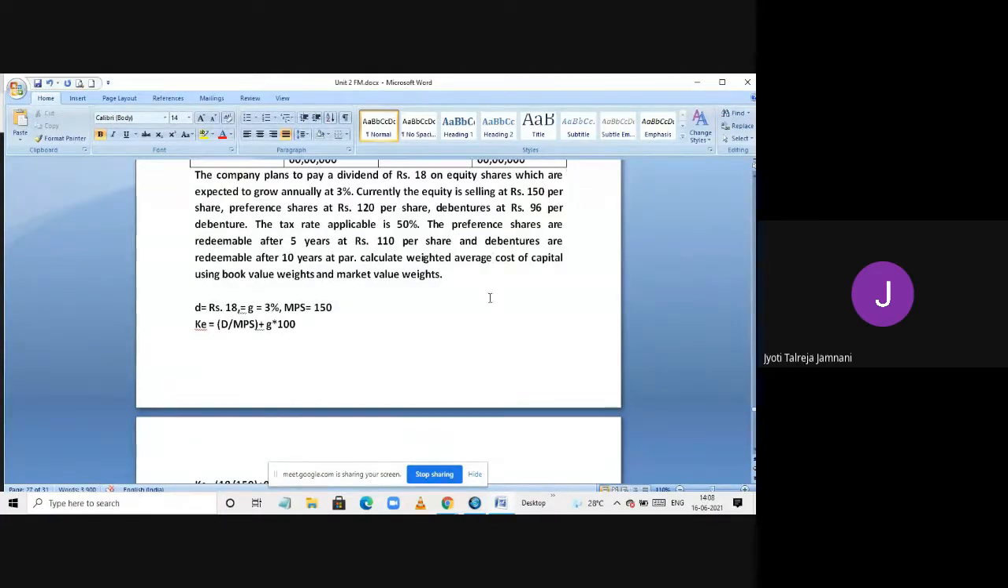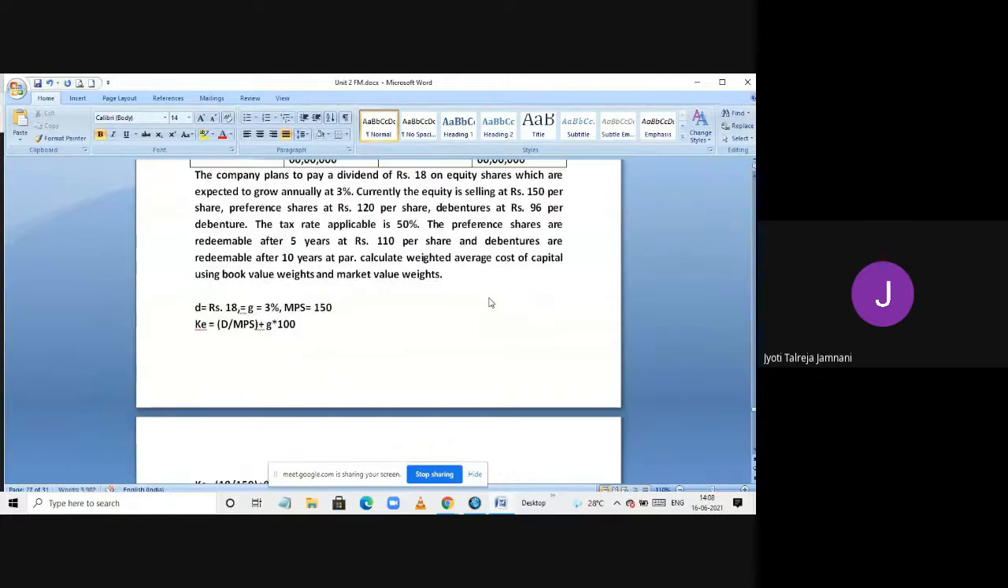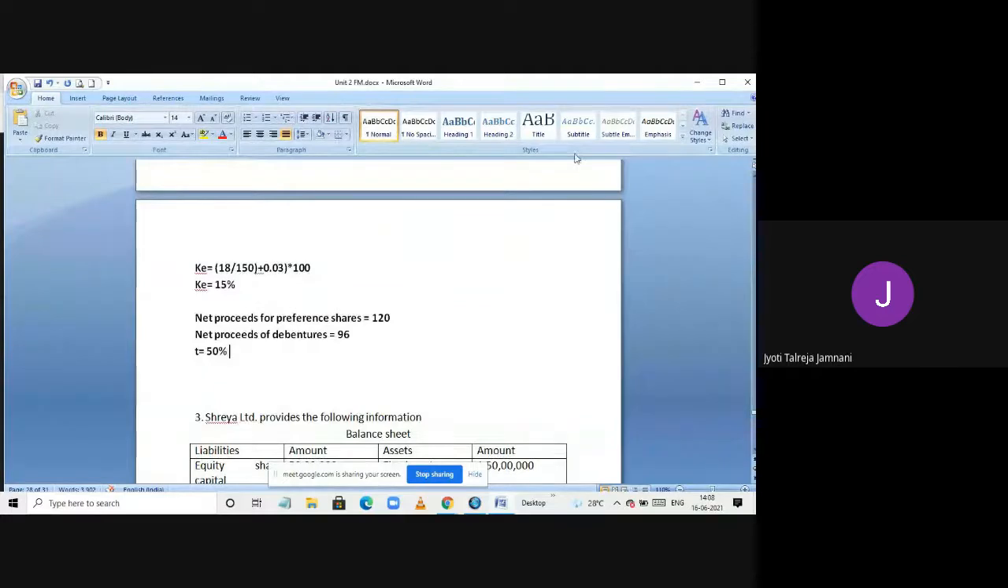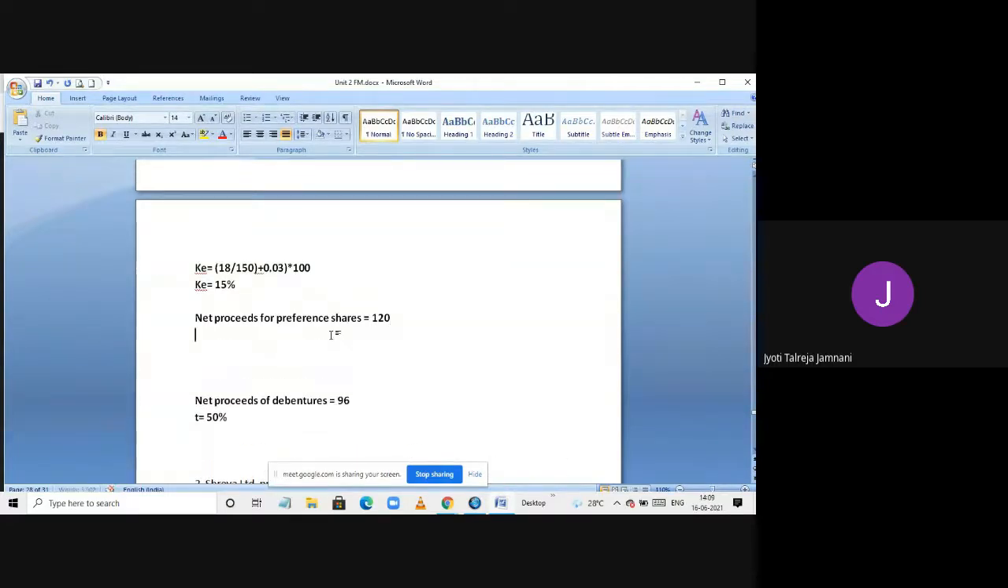The tax rate applicable is 50%. So let's write here tax is equal to 50%. Preference shares are redeemable after 5 years at rupees 110 per share. So this is the redeemable value of preference shares. Let's first find cost of preference. I'll just show the debenture thing later. Preference shares are redeemable after 5 years. So N is 5 years and they are redeemable. So RV is equal to 110.